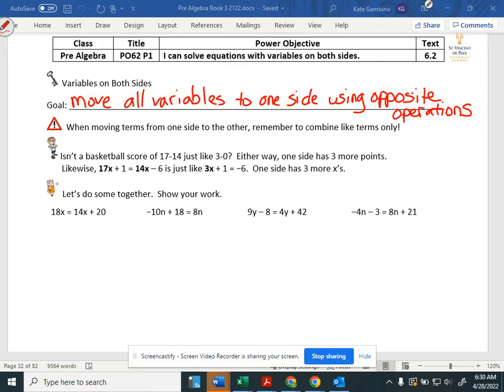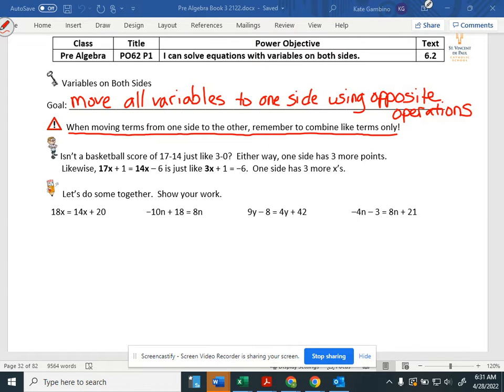If we're on the same side of the equal sign, remember that first step is parentheses, second step is combining like terms. So when we combine those like terms, and look at that, Mr. Schultz has it right here. When moving terms from one side to the other, remember to combine like terms only. So on one side of the equal sign, you combine the like terms, then you can go between the sides and you only combine like terms.